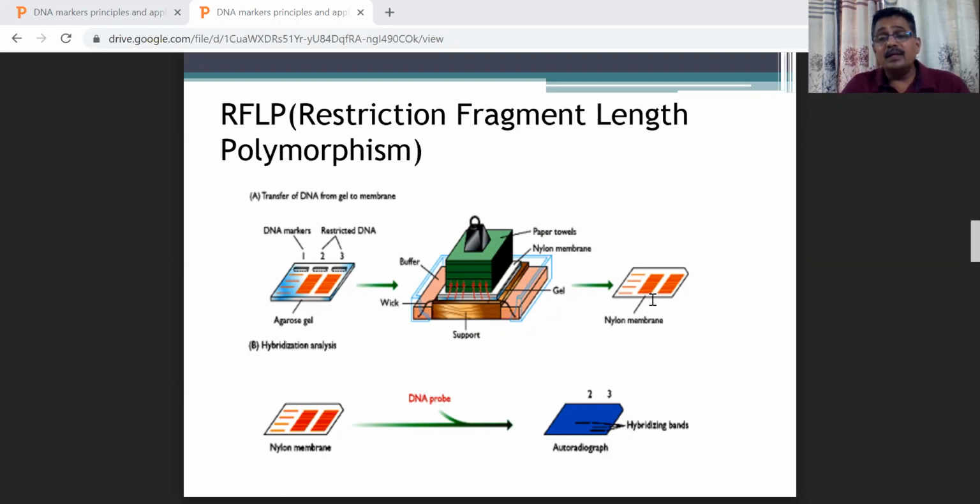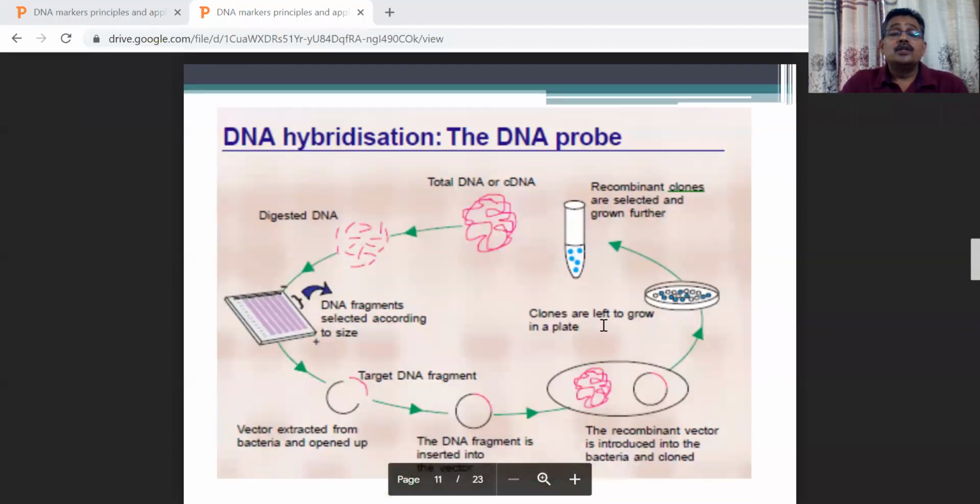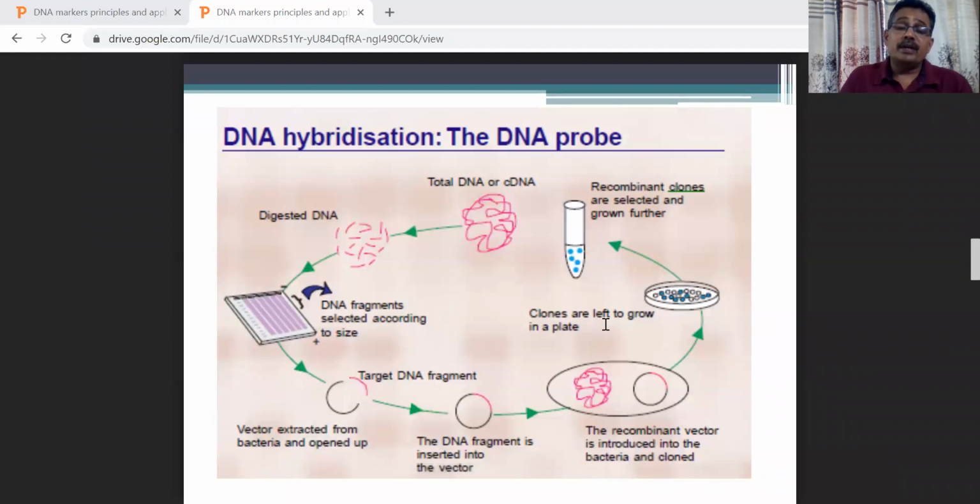Once it's transferred to the nylon membrane, the fragments on the membrane cannot be visualized. So for that, they go for probes. You have to hybridize with a probe, a radioactively labeled probe. If you hybridize it, you can visualize it by autoradiogram. The probe is a known DNA fragment. The probe preparation itself is a separate step.